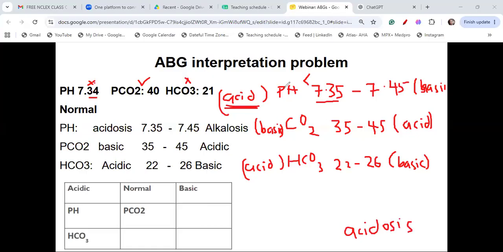The pH is the one that gives you the name. It's less than 7.35, so it is acidosis. Let's move to the next parameter, CO2. CO2 is normal, so we have no issue with that.